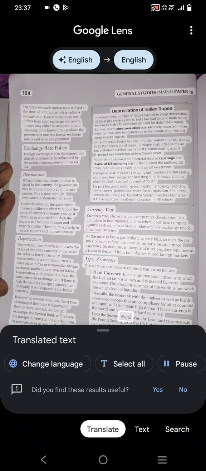Up to the Second World War, the best hard currency was the pound sterling, pound of the UK, but soon it was replaced by the US dollar. Some of the best hard currencies of the world today are the US dollar, the euro, Japanese yen, and the UK sterling pound.